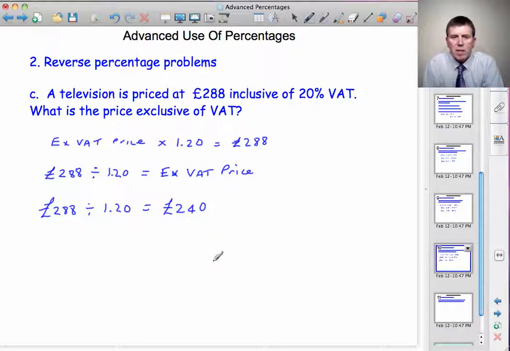Let's check, see if it's right. What happens when we add 20% to 240? Well, 10% is £24, so 20% will be £48. And if I add £48 to 240, we would get £288. So it's always a good idea to check when you finish to see if, when you make the increase or decrease required, you get to the answer given in the question.